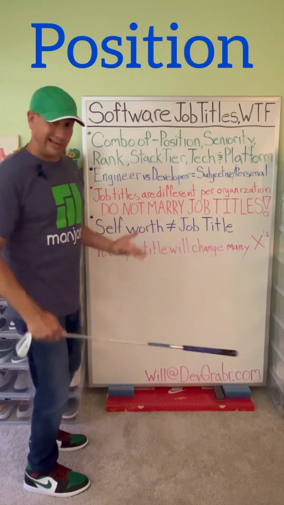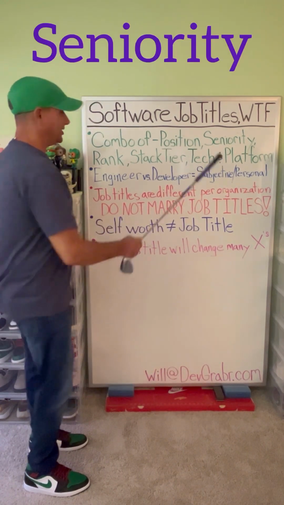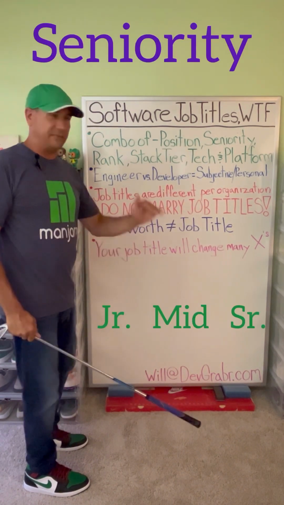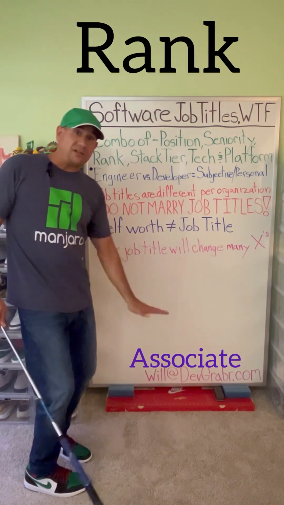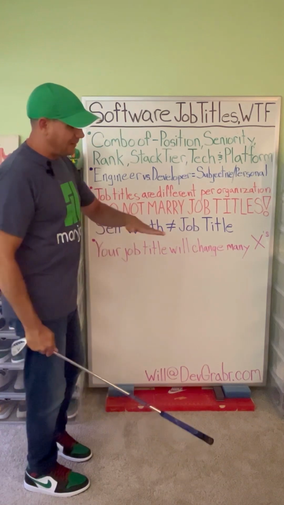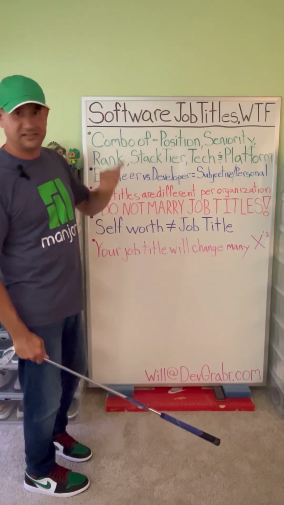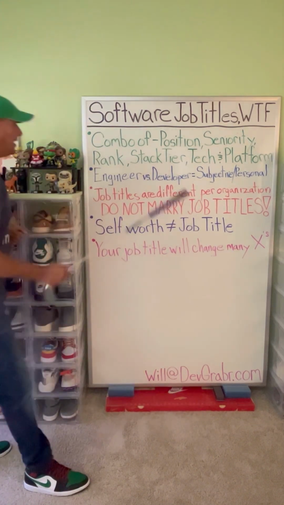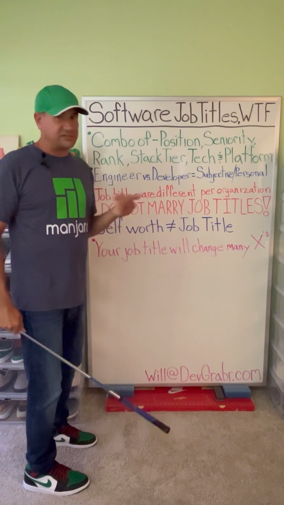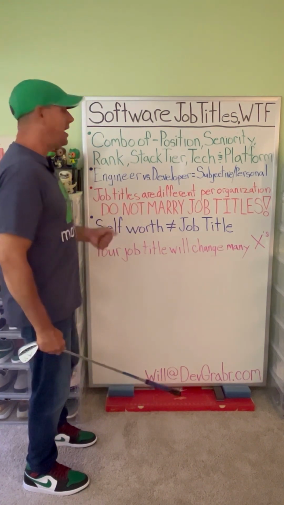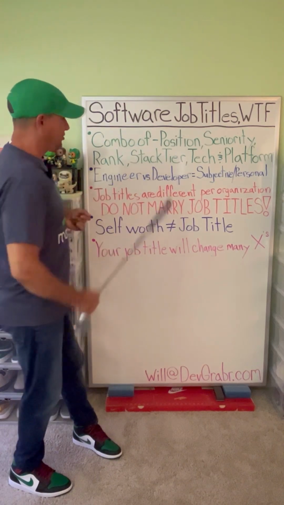Position, really, what do you do? Okay, I'm an engineer, architect, admin. Seniority, self-explanatory. I'm junior, I'm mid-level, I'm senior. Next, we've got rank. Rank could be, hey, I'm an associate developer, just getting in there. Hey, I'm a principal. Okay, I'm staff, and that stuff can obviously be different depending on organization. Stack tier. Super popular, became necessary once full stack became a thing. So I'm a UI developer, I'm a backend engineer, really telling where you're contributing the code.